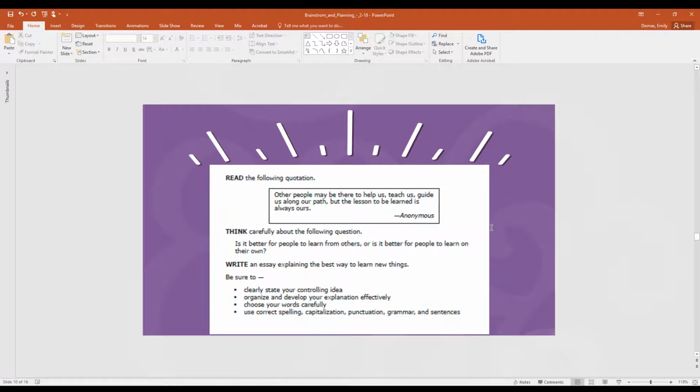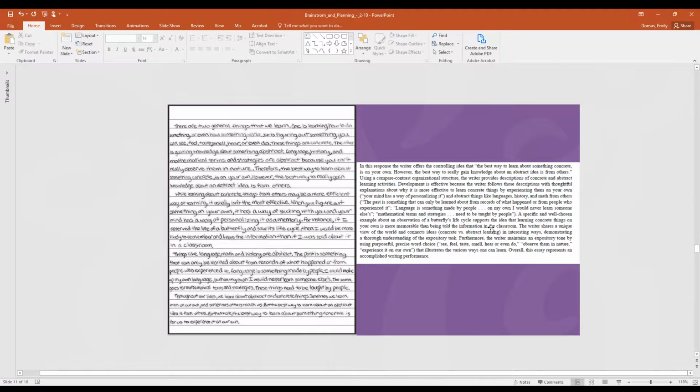Okay. So here's our prompt for today. Your prompt is: read the following quotation. Other people may be there to help us, teach us, guide us along our path, but the lesson to be learned is always ours, by Anonymous. So think carefully about the following question. Is it better for people to learn from others, or is it better for people to learn on their own? Write an essay explaining the best way to learn new things.